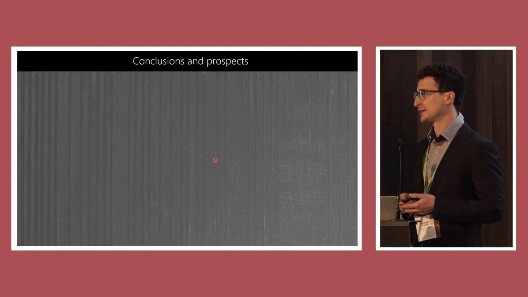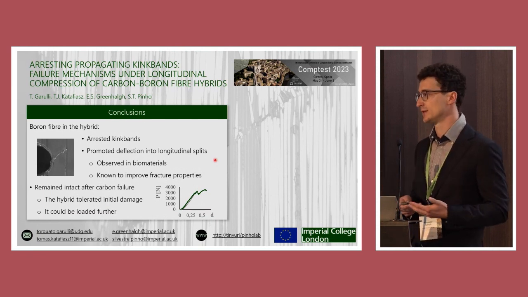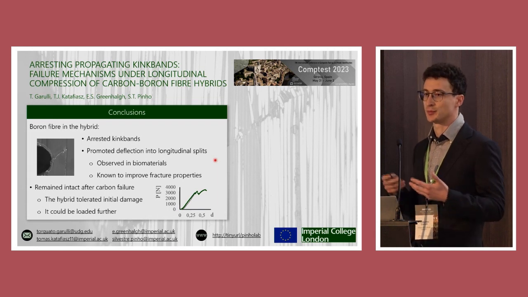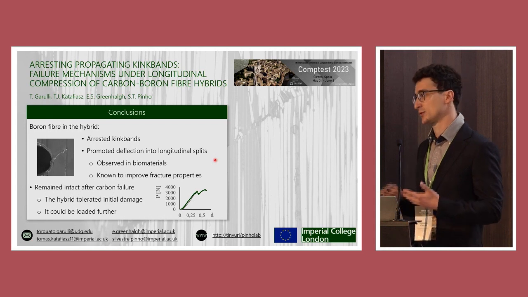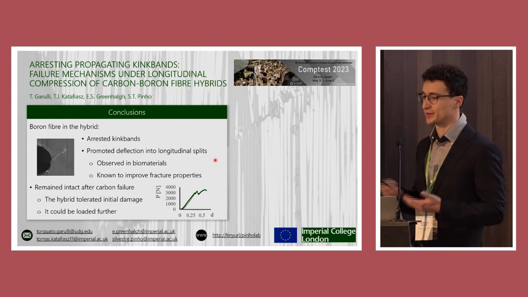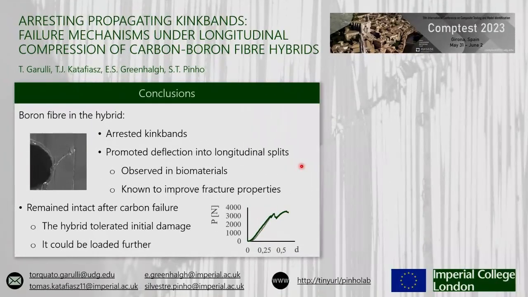So, to conclude, we have seen that boron fiber in the carbon-boron hybrid arrested the propagation of kinkbands and actually promoted deflection into longitudinal split, which is a mechanism that we have seen reported for biomaterial and is known to improve fracture properties of the material. After this process, the boron fiber remained intact and the hybrid was able to tolerate this damage and to be loaded to a further level.